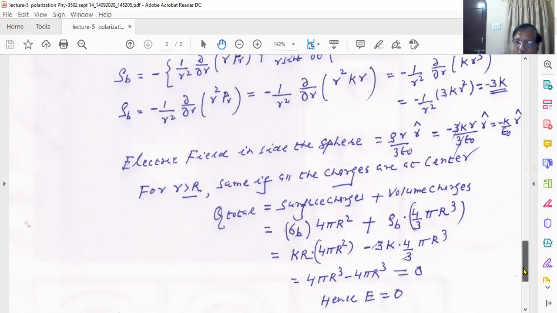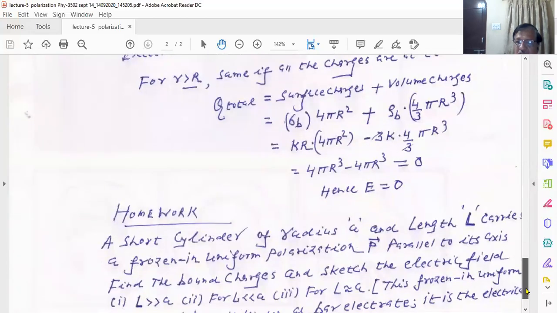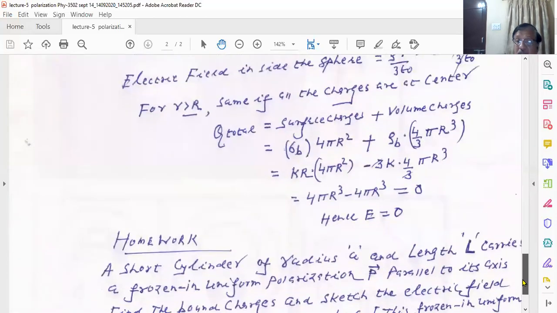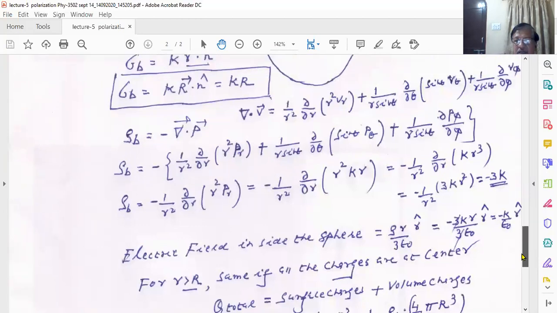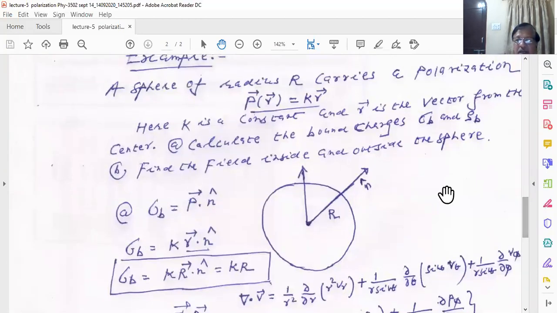There is no total charge, so the algebraic sum is 0. If the total charge is 0, the electric field will be 0. So please remember, the electric field outside the sphere which we have calculated is 0 in this case, because the total charge accumulated is 0 here.